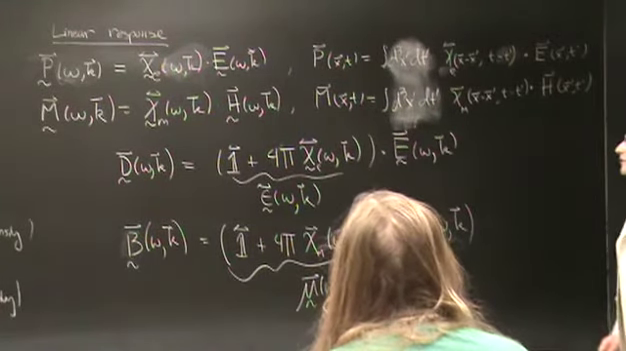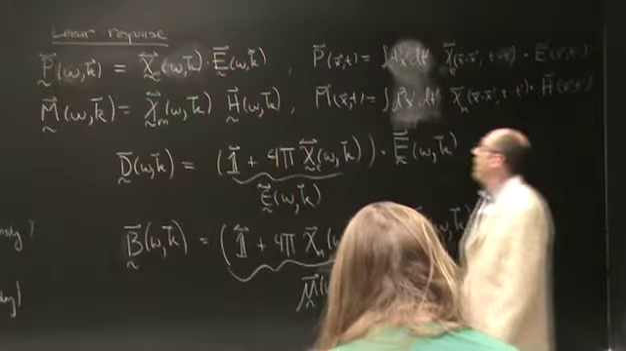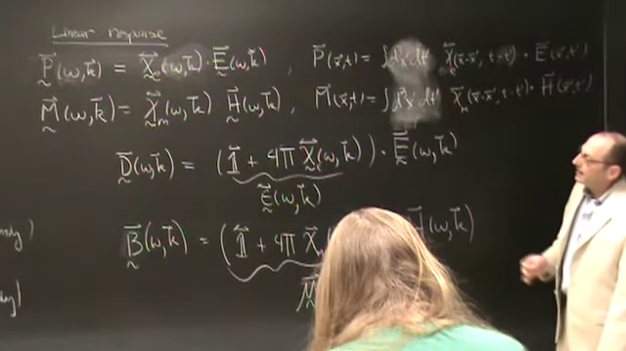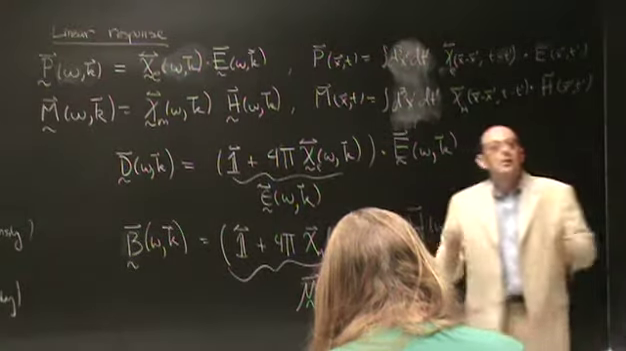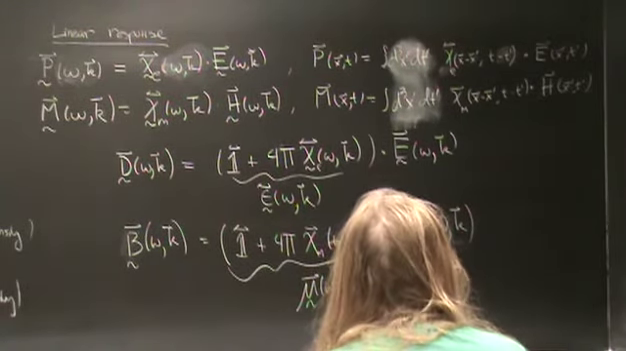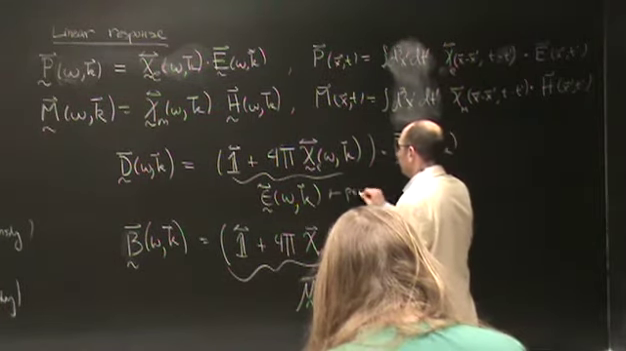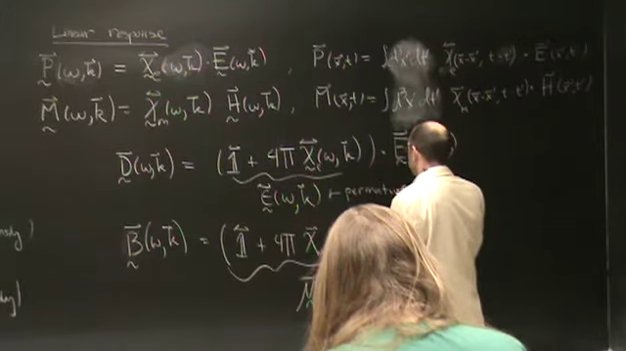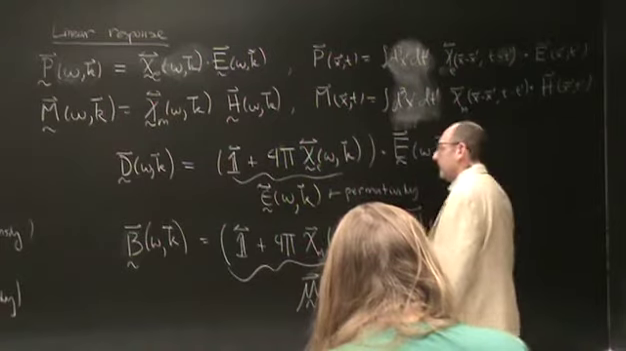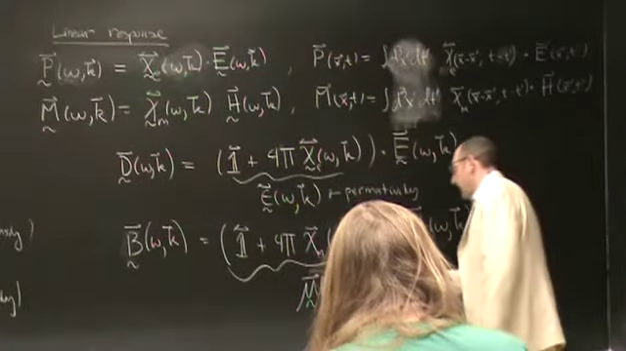So when we have linear response, then D and B are proportional to E and H. And those proportionality constants, again, are written truly in the Fourier domain. And the proportionality constants are the permittivity of the medium, which in general will be a tensor, and will generally depend on omega and k, and the permeability.